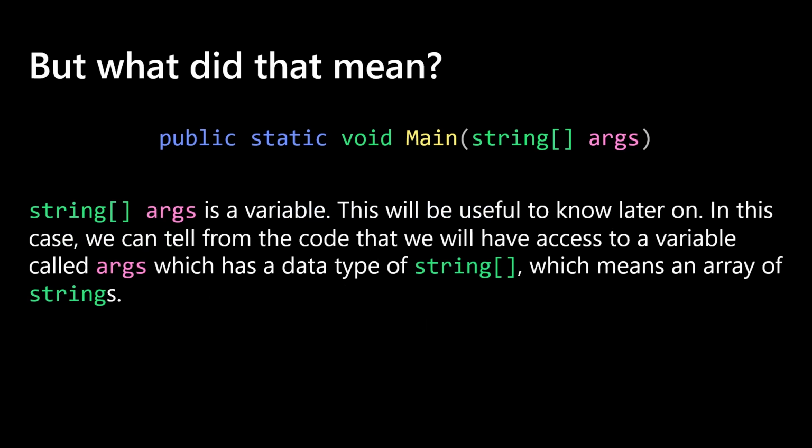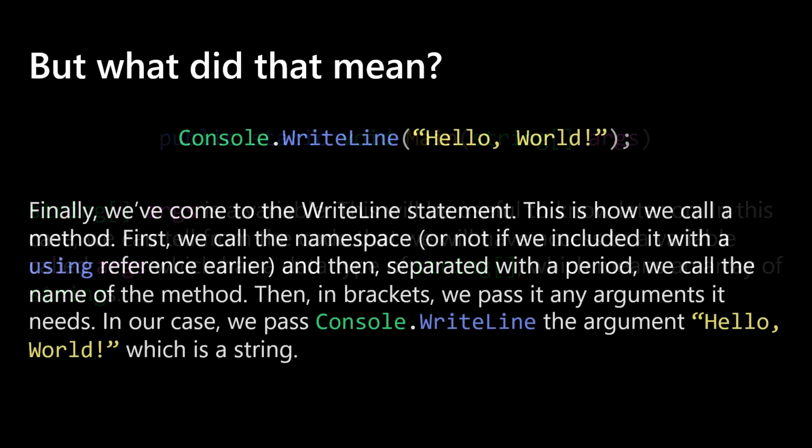String[] args is a variable. This will be useful to know later on. In this case, we can tell from the code that we'll have access to a variable called args, which has a data type of string with the square brackets, which means an array of strings.